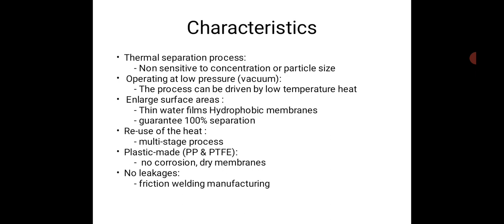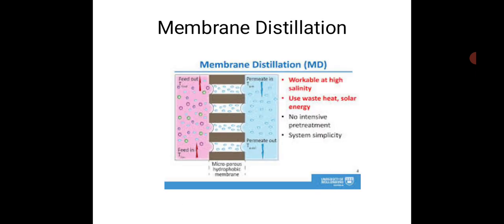So we can use multi-stage processes. The heat from one stage can be utilized for another stage, so the reuse of heat is possible. And since we are using plastic materials, there is no corrosion. There are no leakages, there is no welding or anything else, so no leakage is allowed. So this is a typical example of the membrane distillation process.